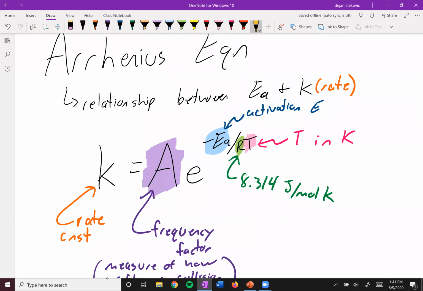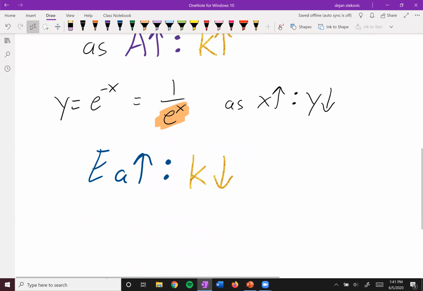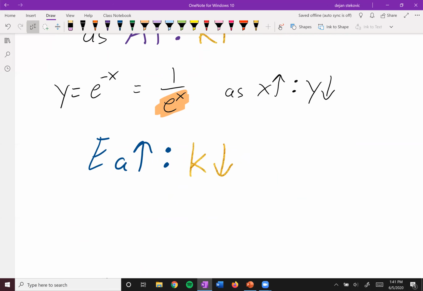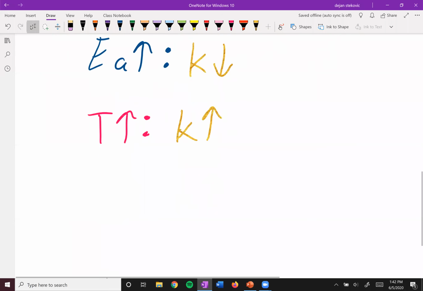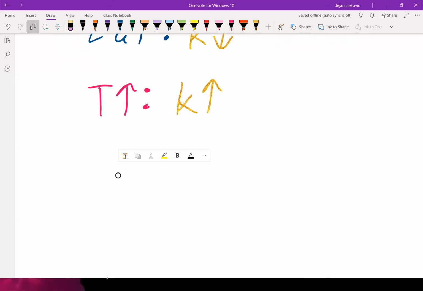And then finally, we have temperature here. So as temperature increases, e to the x is actually going to get smaller and smaller and smaller, which makes the e to the negative x actually get bigger and bigger and bigger. So what color did I choose for that? Pink. So as temperature increases, K is going to increase. So you can think of this mathematically as we did here, or you can think of it just logically. The more temperature we have, the more energy we have in this reaction, and thus the faster the reaction is going to be.